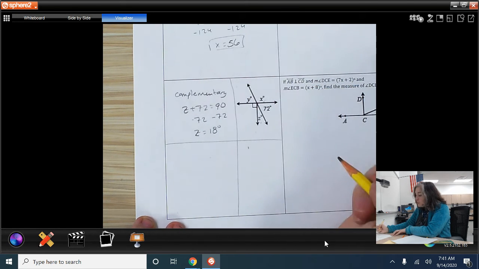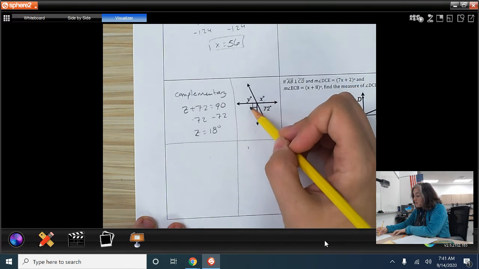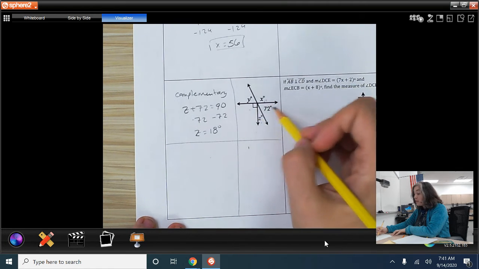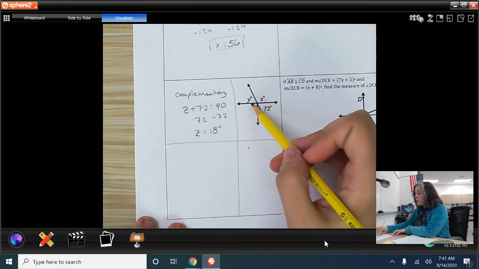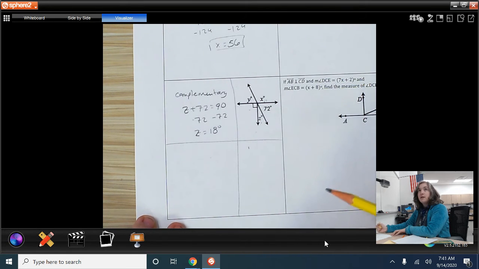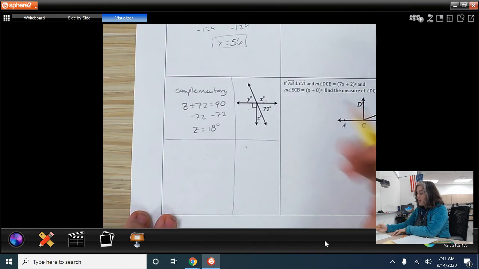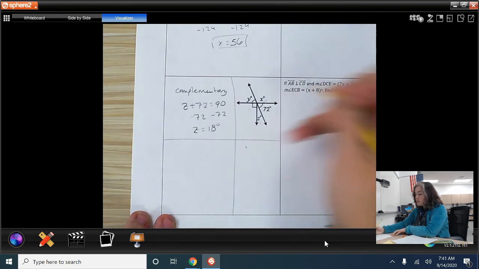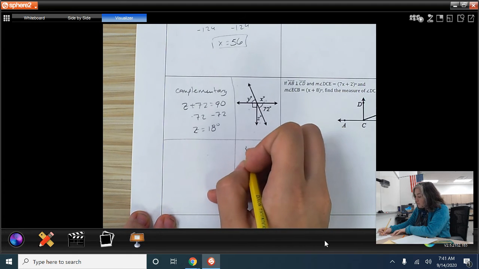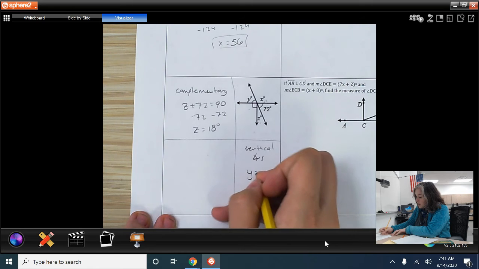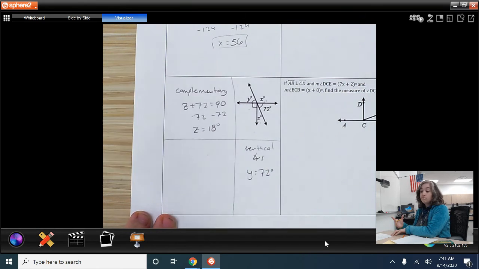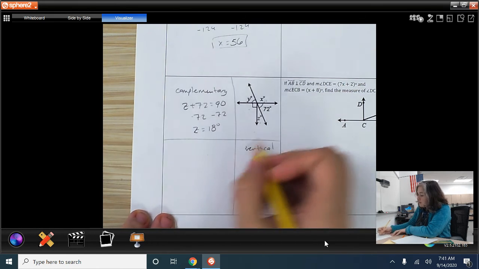So y actually has relationships with lots of other things on here, right? It is adjacent to this 90-degree angle. Doesn't really help us. It's adjacent to x, and they form a linear pair, but we don't know x, so that doesn't really help us either. But there's one key relationship on here for y that makes our whole life so much easier, and that is it's a vertical angle to 72 degrees. Well, if they are vertical angles, that means that y is equal to 72 degrees. Done.